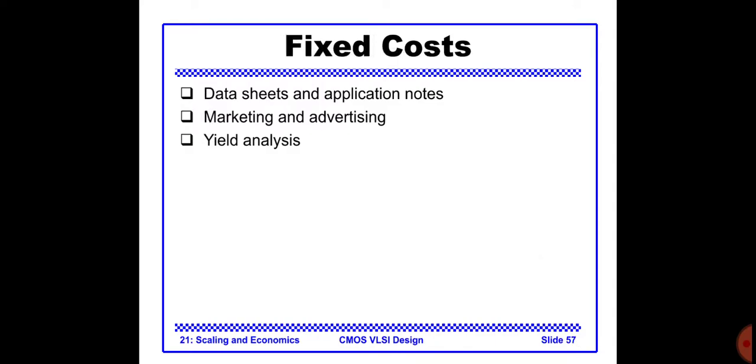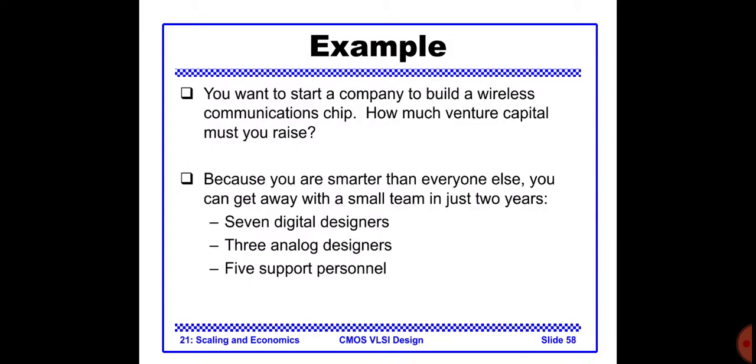Fixed costs: data sheets and application notes, marketing and advertising, and yield analysis. Example: you want to start a company to build a wireless communication chip. How much venture capital must you raise? Because you are smarter than everyone else, you can get away with a small team in just 2 years: 7 digital designers, 3 analog designers, and 5 support personnel.